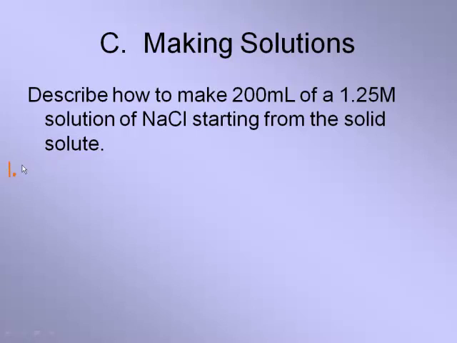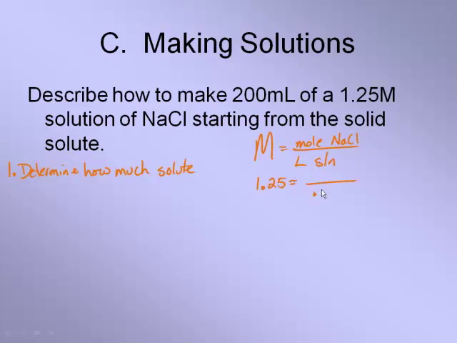Number one, determine how much solute. So I've got to figure out how much solute I need to put into this container in order to make my solution. So let's do a molarity conversion. Molarity is equal to moles of sodium chloride in this example divided by liters of solution. Well, I want to make a 1.25 molar solution, and I want there to be 200 milliliters or 0.200 liters. So I'm going to solve for moles.